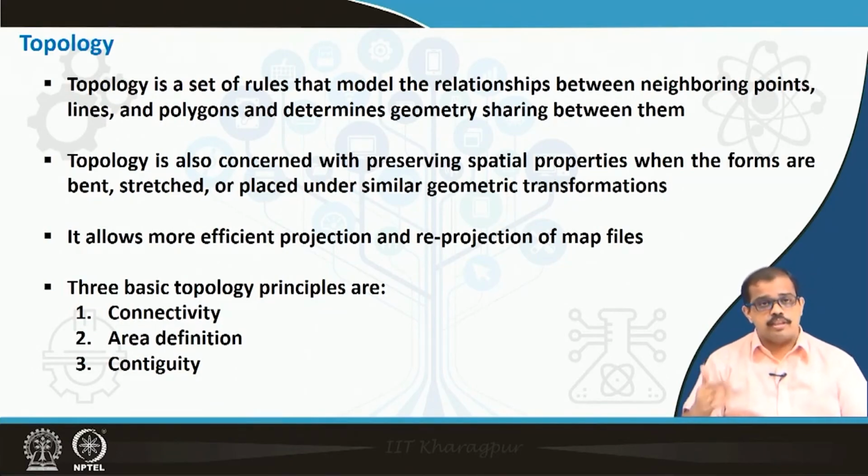Three basic topological principles you have to always look at are connectivity, area, and contiguity. How do you define connectivity? How do you define area? How do you define contiguity? If you understand all of these three things, then topological data model representation becomes much easier.